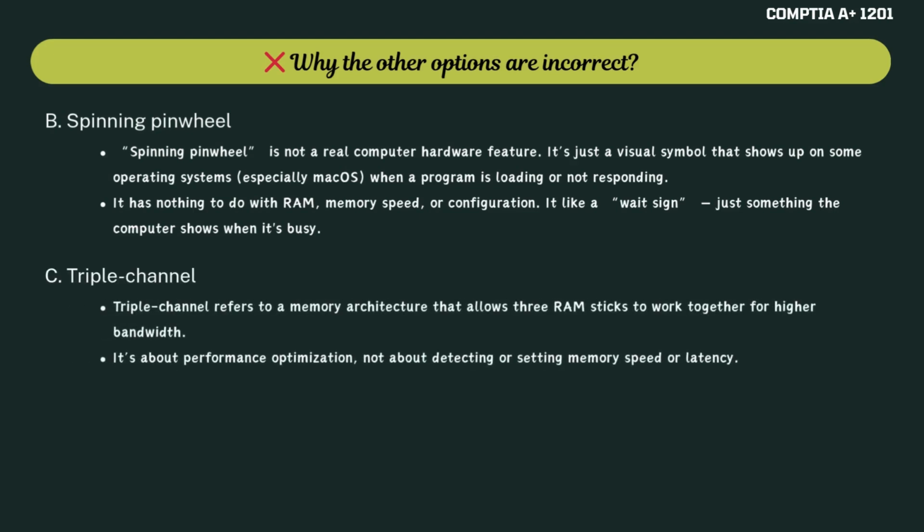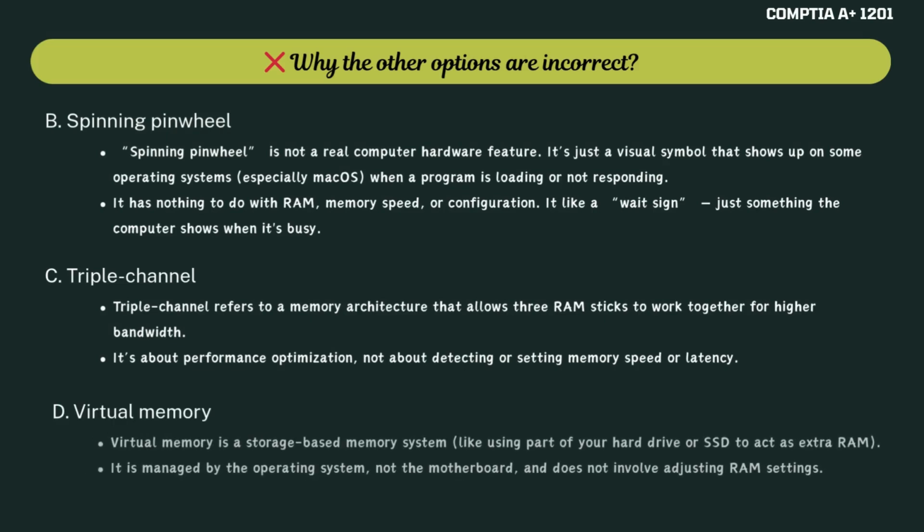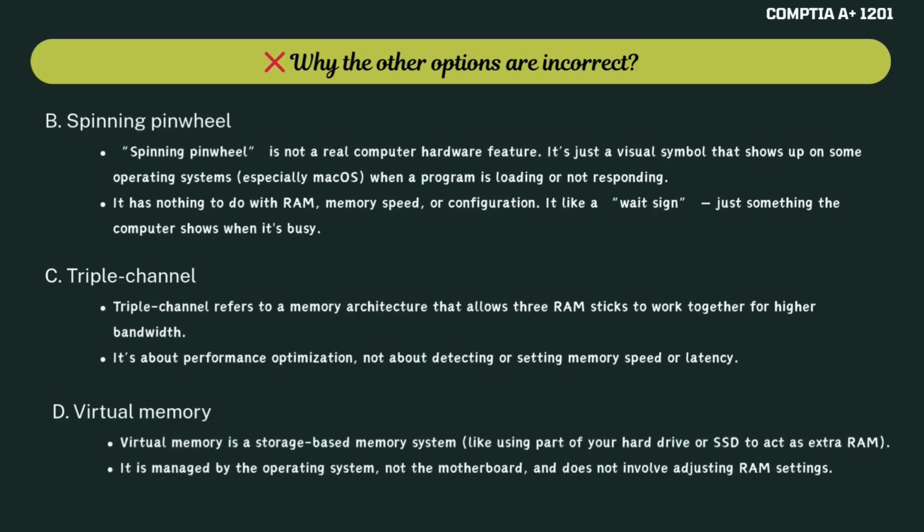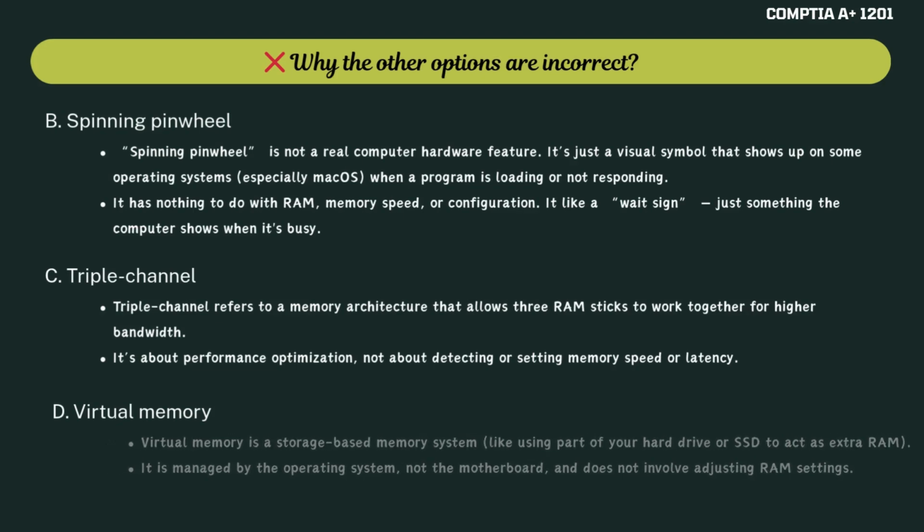C. Triple channel. Triple channel refers to a memory architecture that allows 3 RAM sticks to work together for higher bandwidth. It's about performance optimization, not about detecting or setting memory speed or latency. D. Virtual memory. Virtual memory is a storage-based memory system, like using part of your hard drive or SSD to act as extra RAM. It is managed by the operating system, not the motherboard, and does not involve adjusting RAM settings.